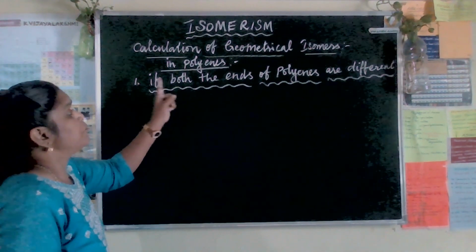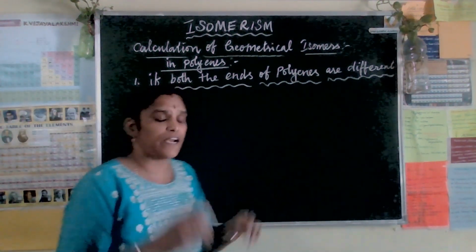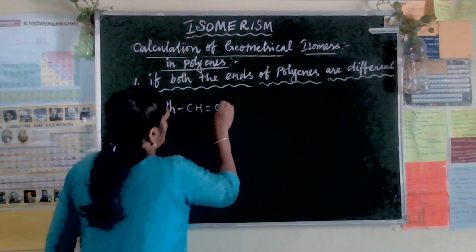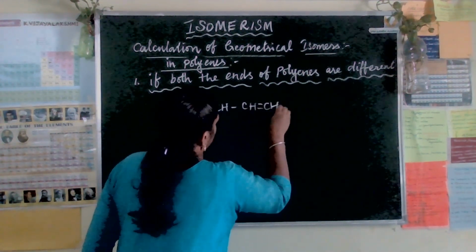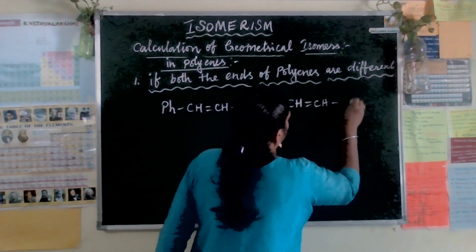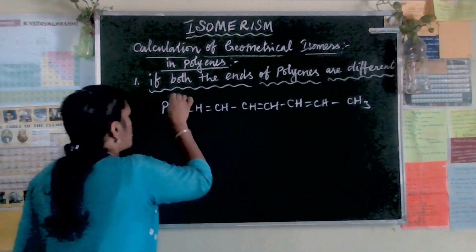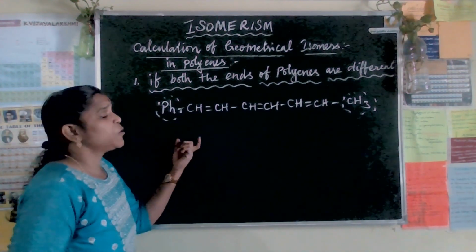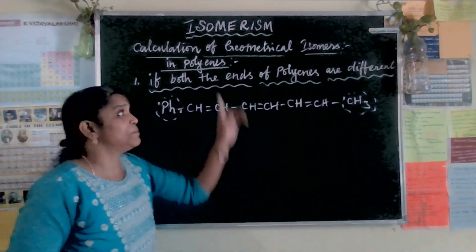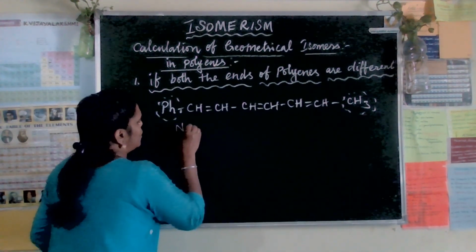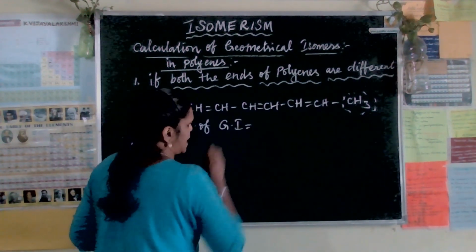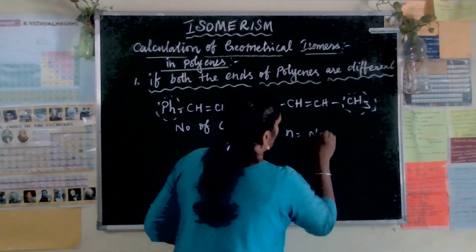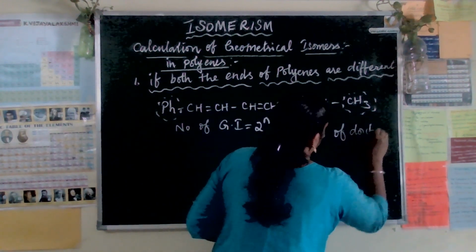Now, if both the ends of the polyene are different, how to identify? Ph, a phenyl group, CH double bond CH, CH double bond CH, CH double bond CH, and CH3. Now both the ends are different. How to identify how many geometrical isomers are possible? The number of geometrical isomers is equal to 2 to the power of n, where n is the number of double bonds.